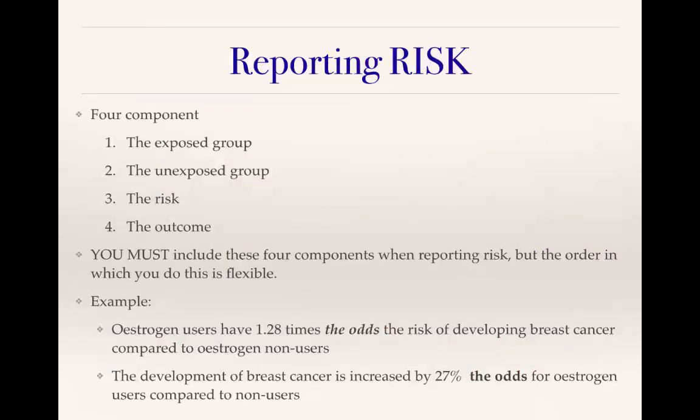Just as a reminder, we talked about using the 4 components when reporting risk. You need to include the exposed group, the unexposed group, the risk, and the outcome. Only note for odds ratios that instead of saying the relative risk, we say the odds of.